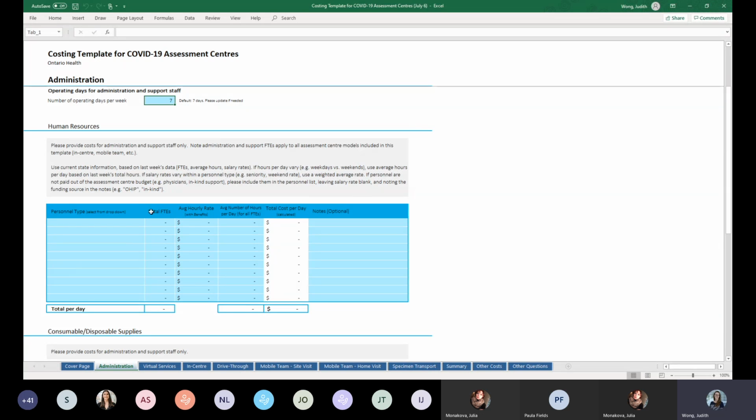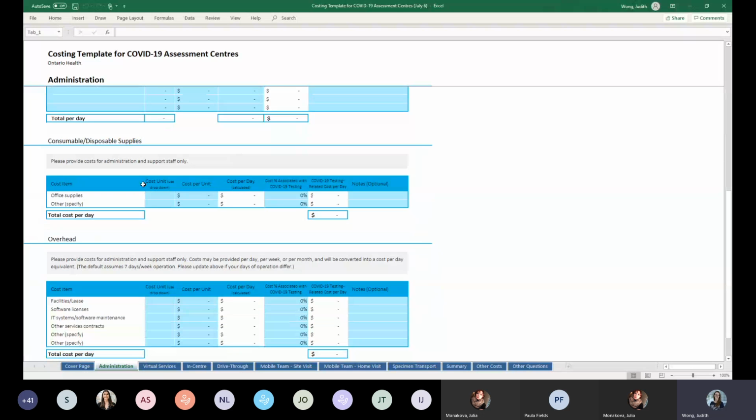Also a note here, if personnel are not paid out of the assessment center budget, for example, if they're physicians working on fee-for-service, or you're getting some in-kind support from a partner organization, include them in the personnel list, because we do want to be aware of how many staff it takes to support your assessment center. But you may leave the salary rate blank and note the funding source in the notes. So it'd be OHIP or another in-kind support from another health organization.